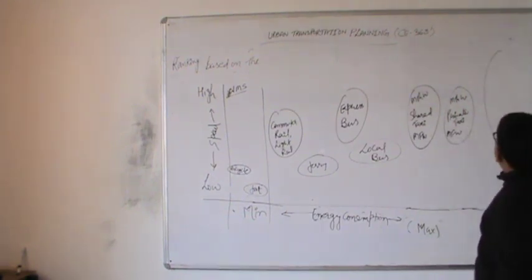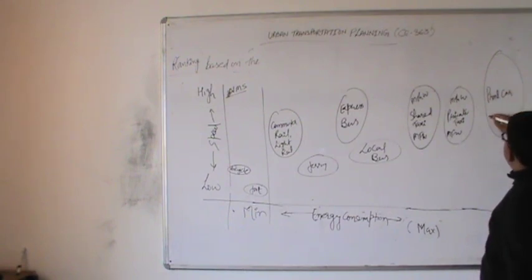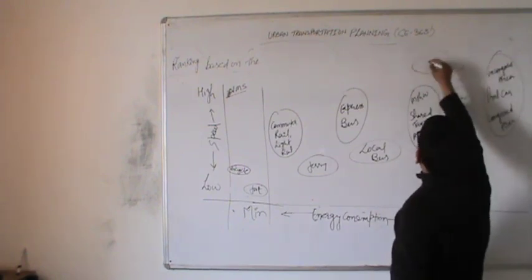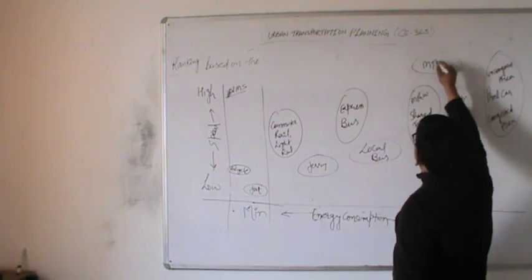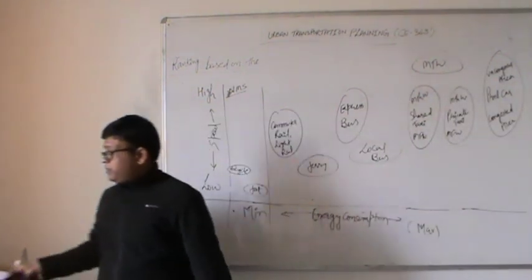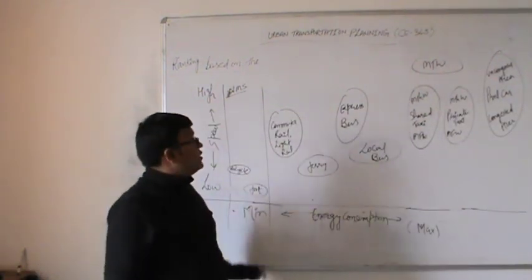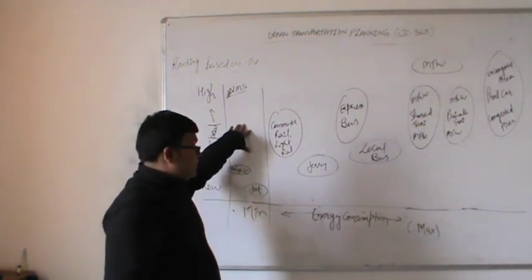Then your personal car, this will be in congested area, this will be in uncongested area, while somewhere here we can keep the motorized 2-wheeler. So this is the ranking of modes based on the energy consumption.